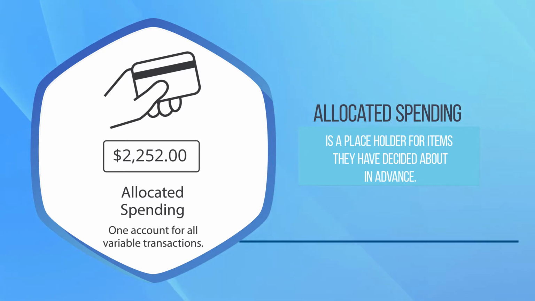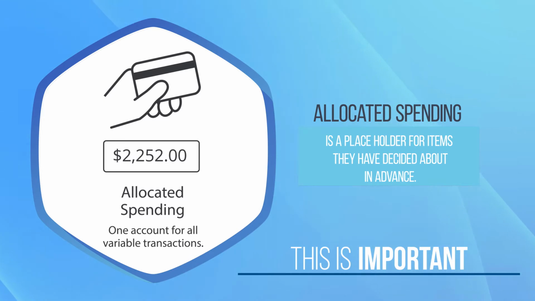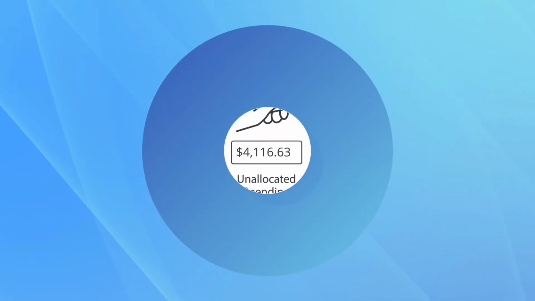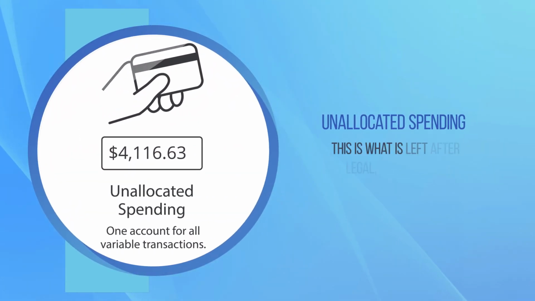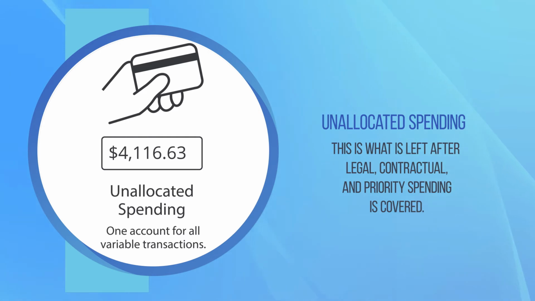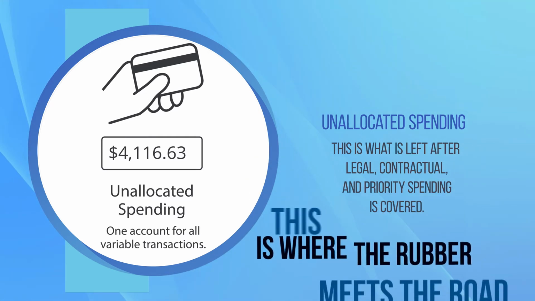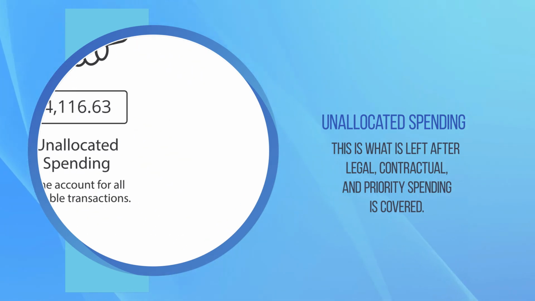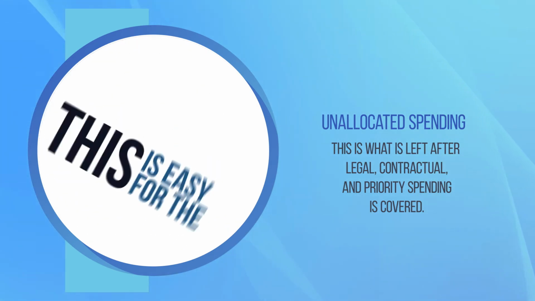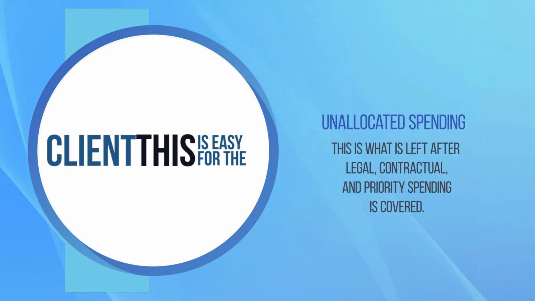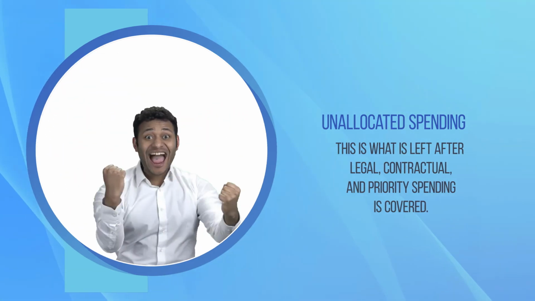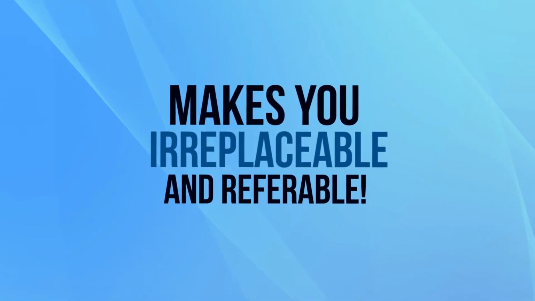This allocated spending number is important because it allows us to solve what's left after those allocated items. So how much is available for unallocated spending? The answer is, in this case, about $4,100 a month. This is where the rubber meets the road. This is what makes your advice on how to manage cash flow so different than anything else they have heard. This is easy for the client to implement. You are creating favorable conditions for success, which makes you irreplaceable and referable.